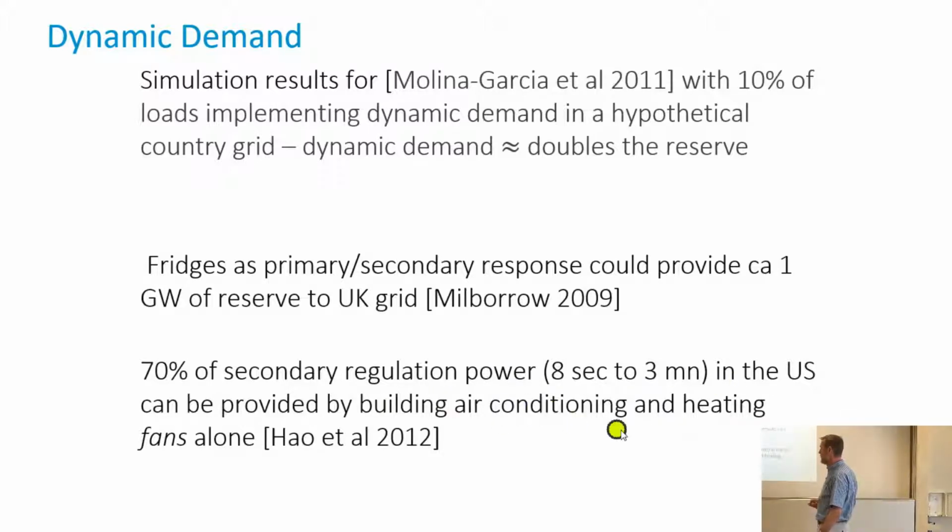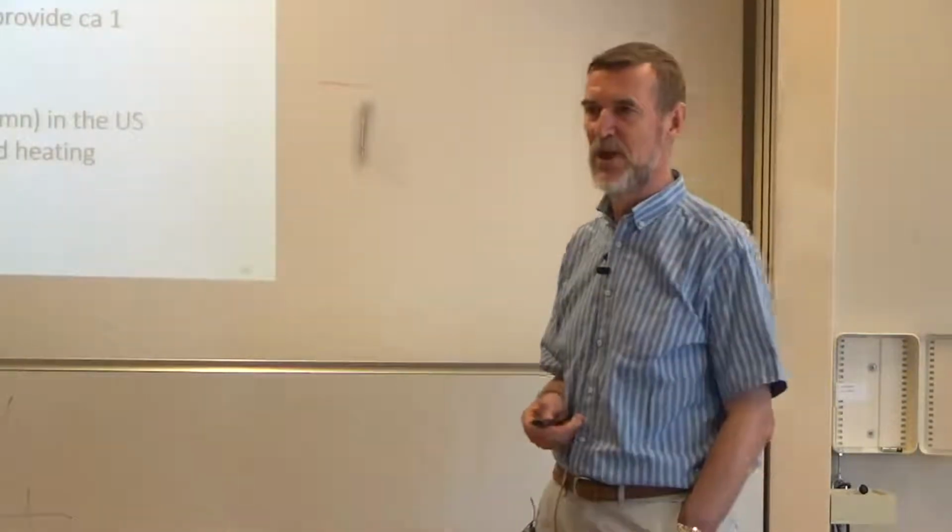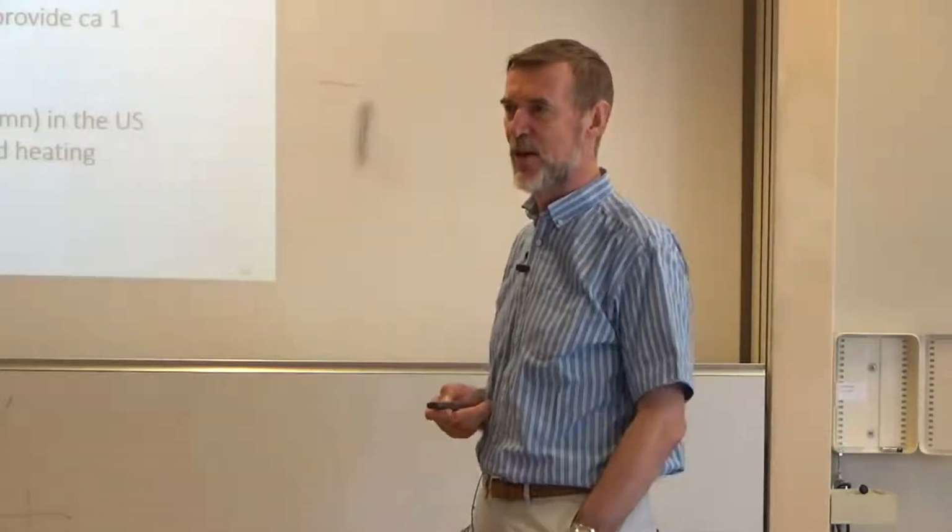And some studies have been done only with the fans, not the compressors, but only the air conditioning fans of the large buildings. And they found that a very significant fraction, the numbers vary, but some sources mention 70% of primary or also secondary regulation power could be provided by those sources here. So we assume that in the future there might be a lot of interest in going in this direction here.